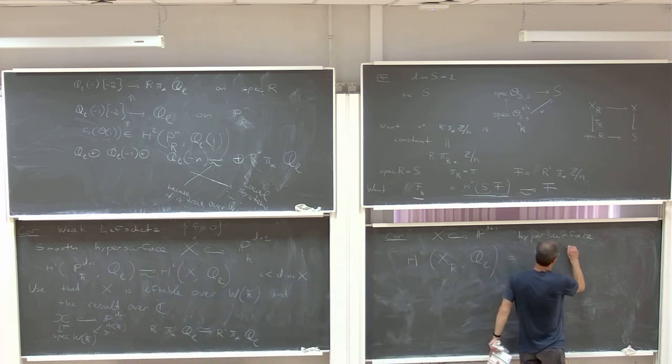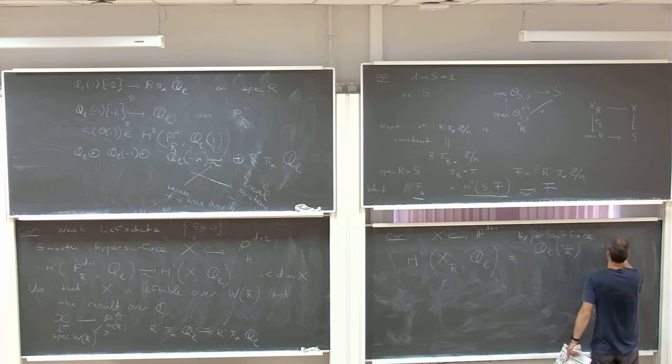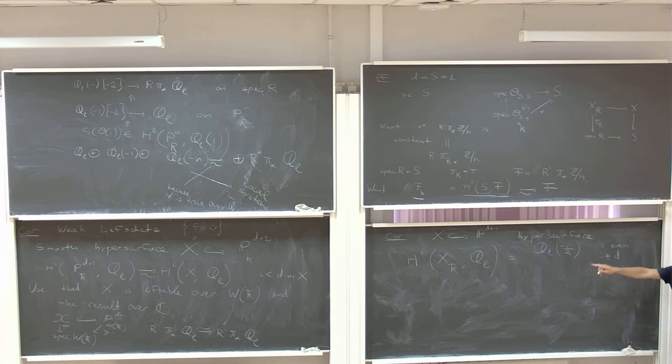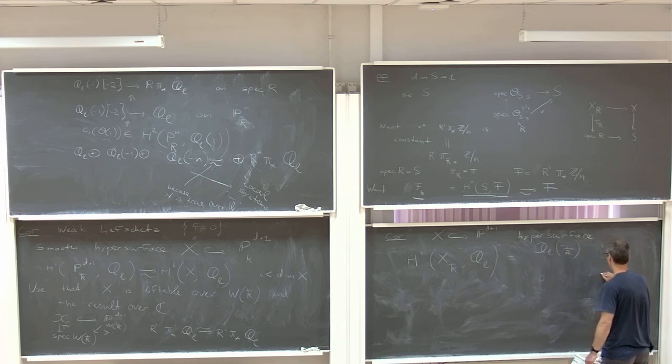So it's Q_l(-i/2) when i is even and not equal to d, where d is the dimension, the middle homology group. And zero if i is odd, and also not equal to d, right? Yes, so that's what I want to explain. For i less than d, we know the assertion. I want to prove it for i greater than d.